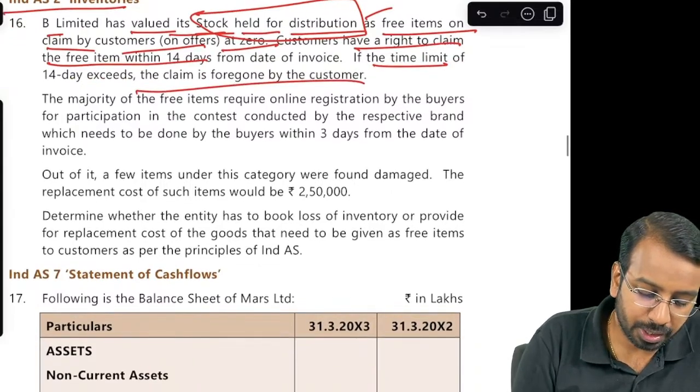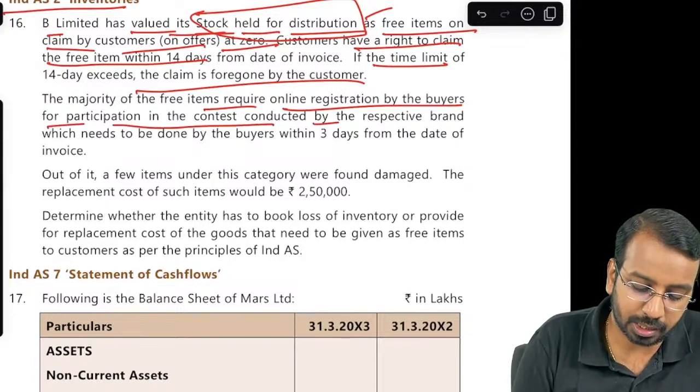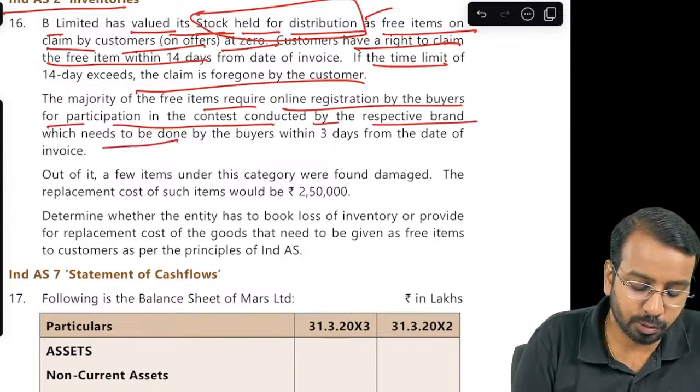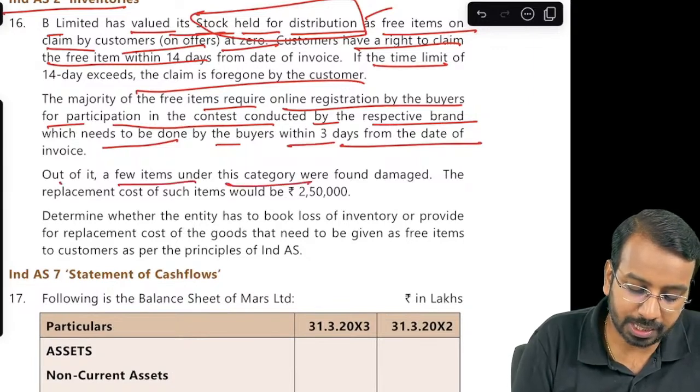Okay. Majority of free items require online registration by the buyers in the contest conducted by the respective brand, which needs to be done by the buyers within 3 days. Okay. Out of it, few items under this category were found damaged.